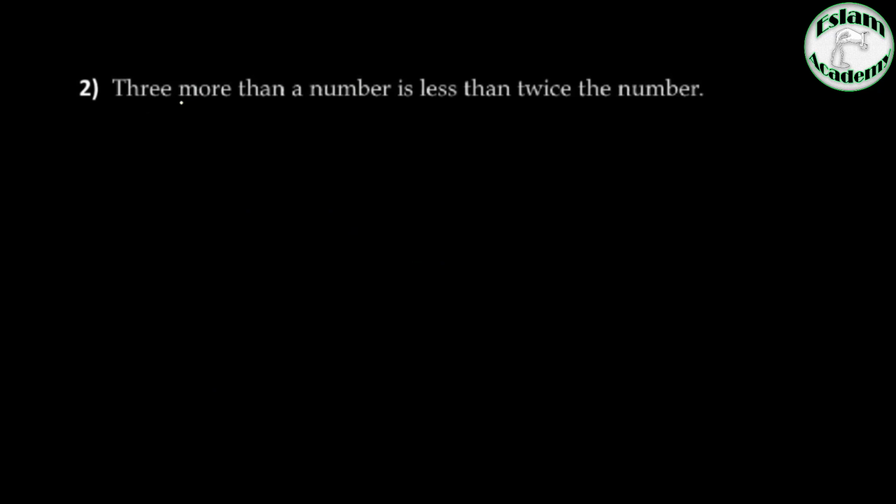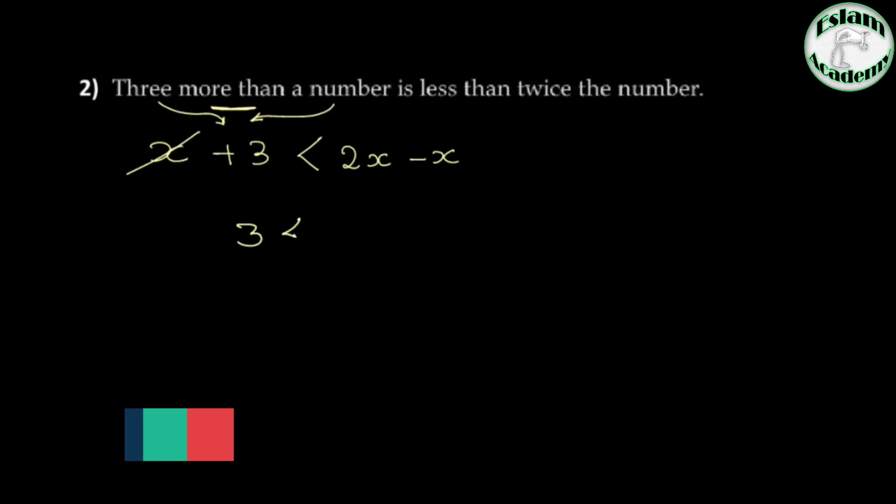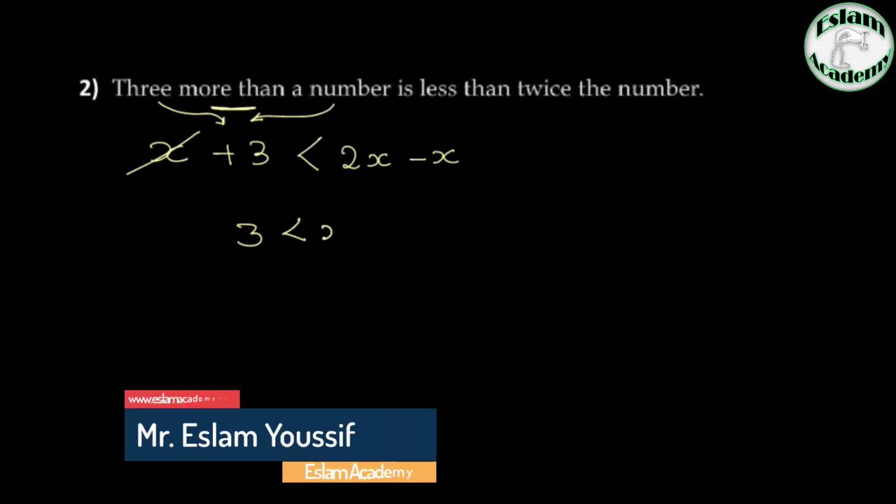Number 2. 3 more than a number. Let this number be x, so more than means plus 3. Because we said before, the 3 will be written after more than, and a number will be before the plus sign. It's less than, so that's the sign of less than. Twice a number is 2x. So now we have a variable on each side, so we can subtract x. So 3 is less than 2x minus x, which equals x. So the solution will be 3 less than x, or x more than 3.